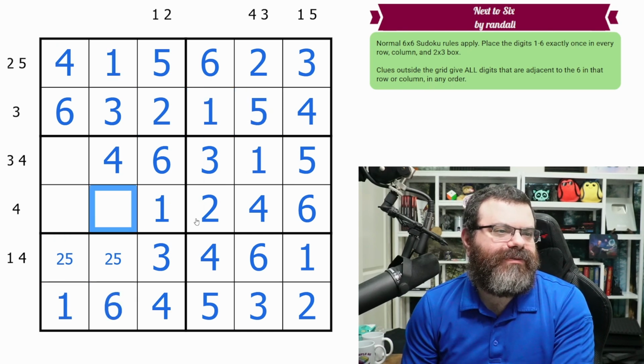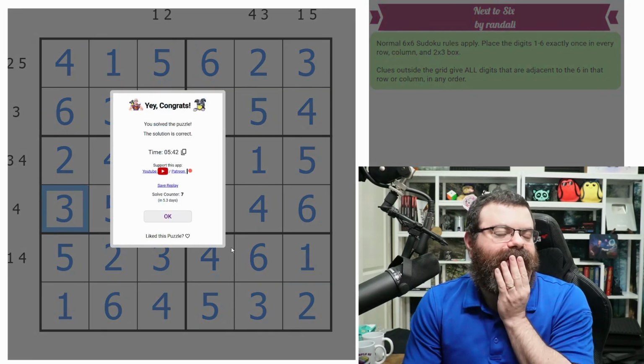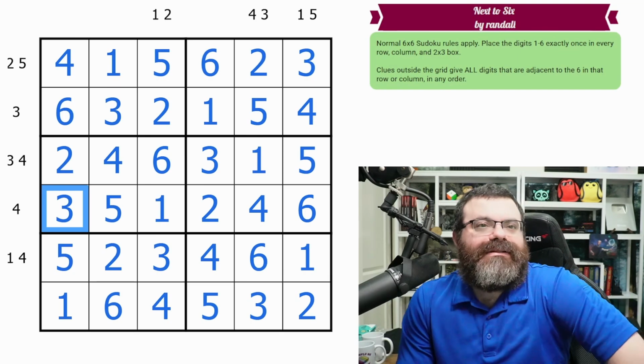This is our 1, 2 or 5. So that's 5, that's 2, that's 5. 2 and 3 are left to place like that, and we're done. All right, neat puzzle, Randall.